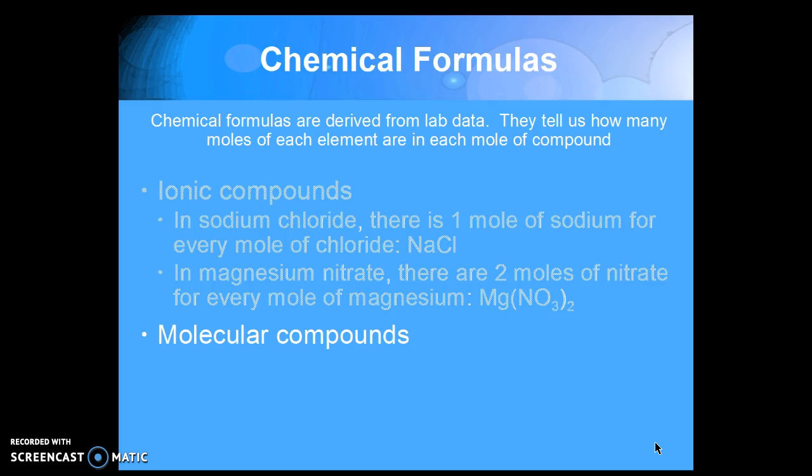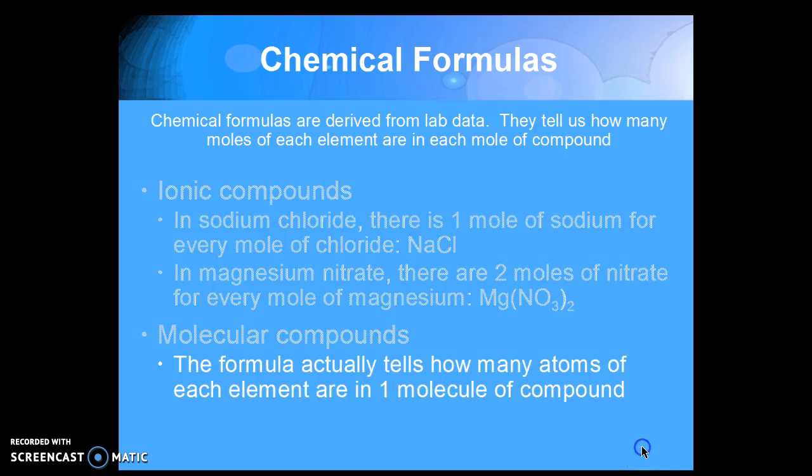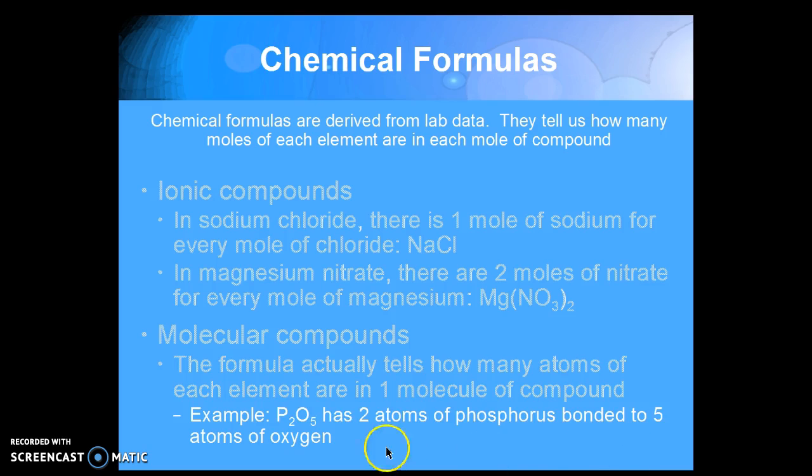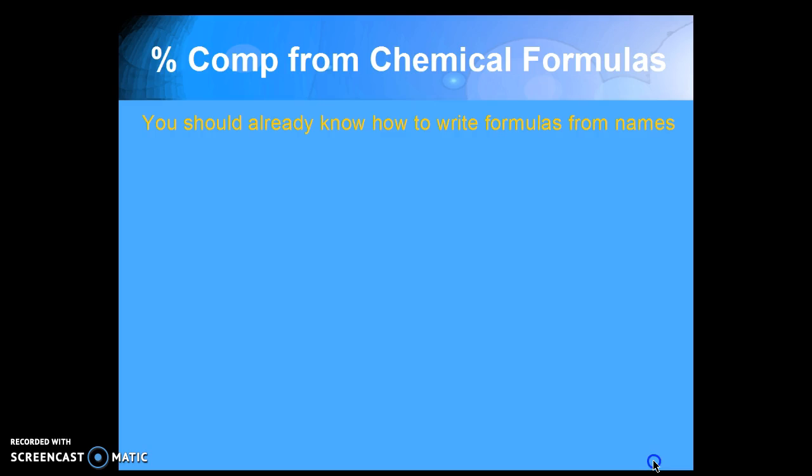Molecular compounds are made of discrete packages called molecules. The formula actually tells us how many atoms of each element are in 1 molecule of the compound. As an example, P2O5 tells us that there are 2 atoms of phosphorus bonded in a complete package to every 5 atoms of oxygen. And actually the formula is P4O10, but we won't get into that here. The important thing is the ratio is 2 to 5 phosphorus to oxygen atoms.